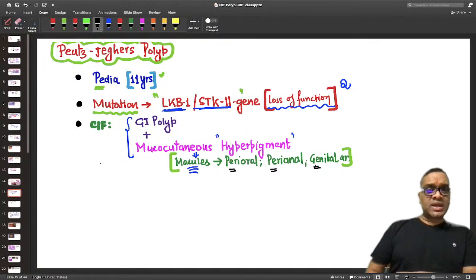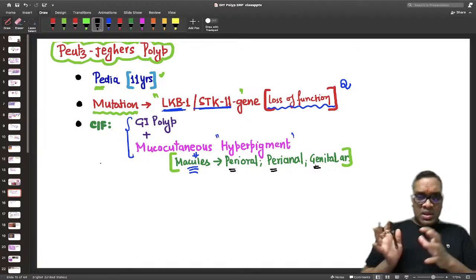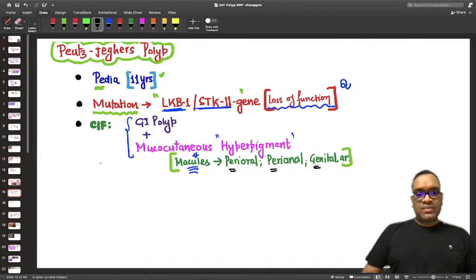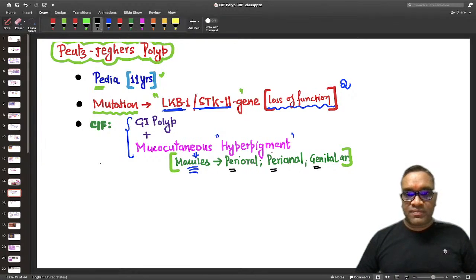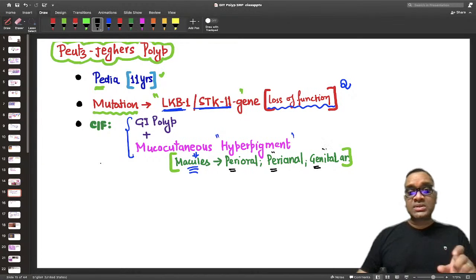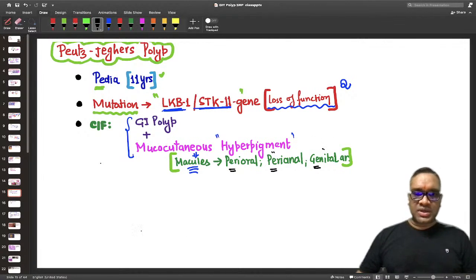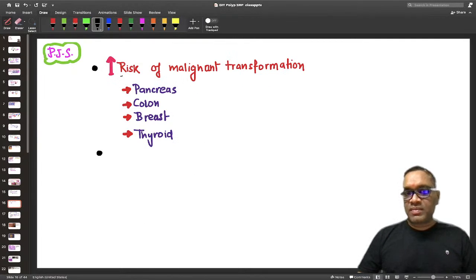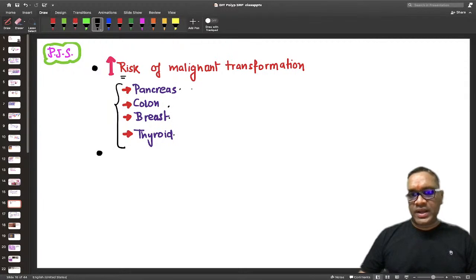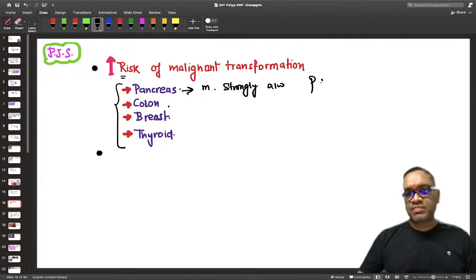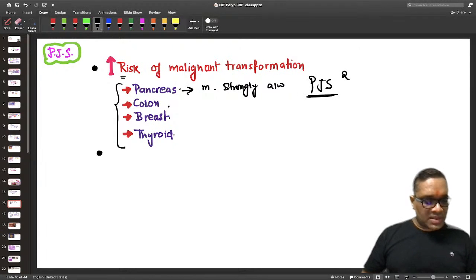We have seen this kind of case when I was doing my internship. The patient will come with a polyp or intussusception, and when you do a general examination, you may find perianal or genital hyperpigmented macules with abdominal pain and intussusception. Think about Peutz-Jeghers syndrome, right? In Peutz-Jeghers syndrome, there will be increased risk of these cancers: pancreas, colon, breast, and thyroid, right? And remember, pancreatic adenocarcinoma is most strongly associated with which polyposis? Most strongly associated with Peutz-Jeghers syndrome. This was a question in AIIMS 2018, so this is very, very important, right?